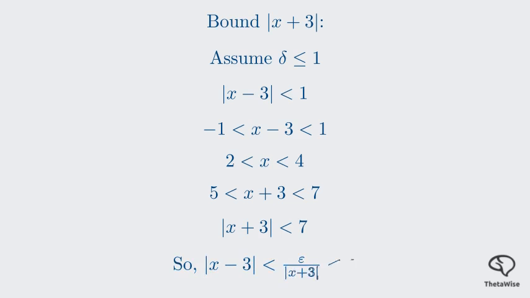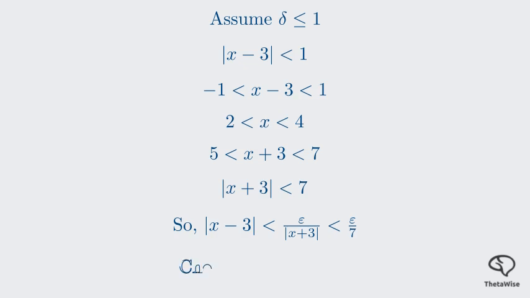This gives us the absolute value of x minus 3 is less than epsilon over 7. So a candidate for delta is epsilon over 7. Our actual delta must be the smaller of our initial assumption, 1, and this new value, epsilon over 7. We must always take the minimum. The delta must satisfy both the bound we created and the condition for the limit.